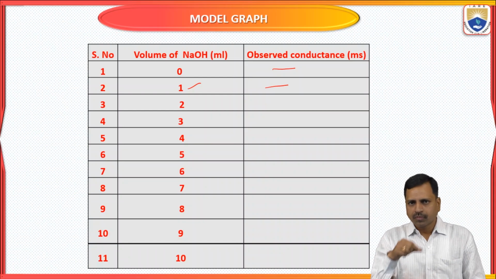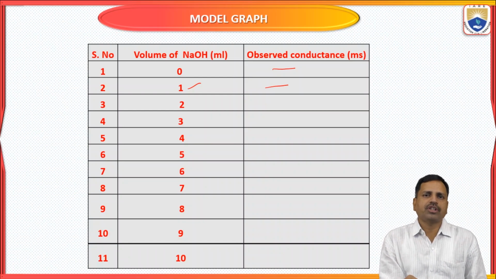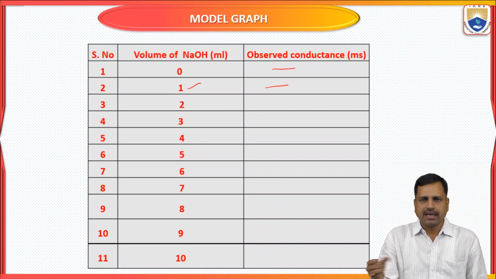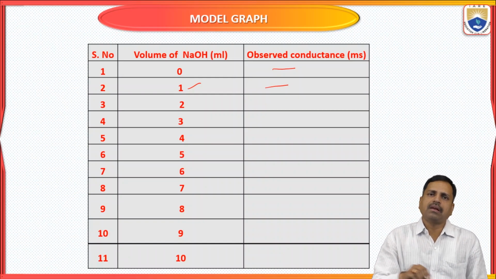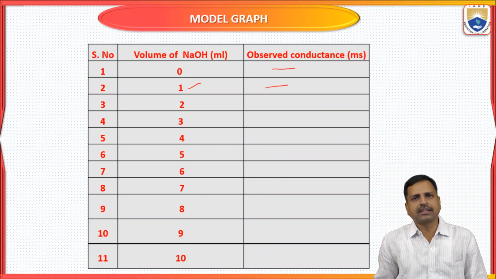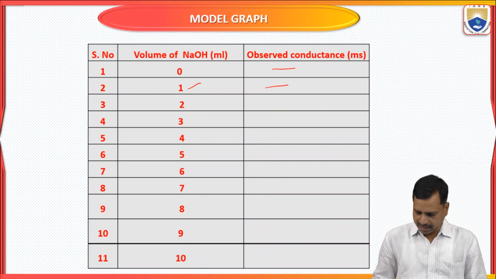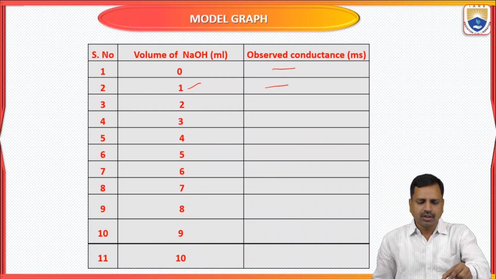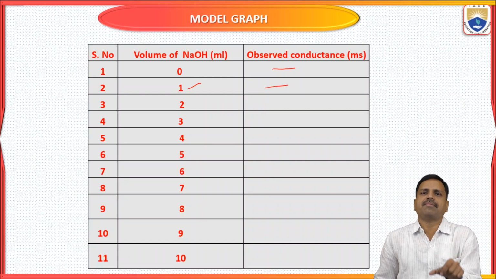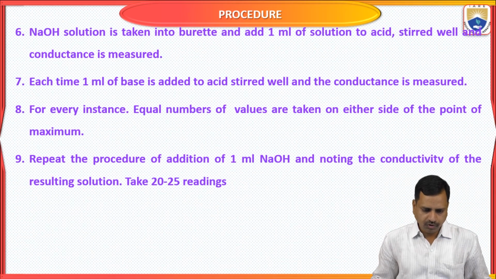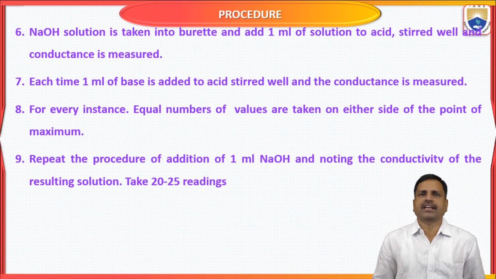Like that, you add 1 ml of NaOH from the burette and take the conductance readings. Again you add 1 ml and again you take the conductance value. Like that, you repeat this for 10 to 15 readings, so you will collect them. Each time 1 ml of base is added to acid, stir well, and conductance is measured.